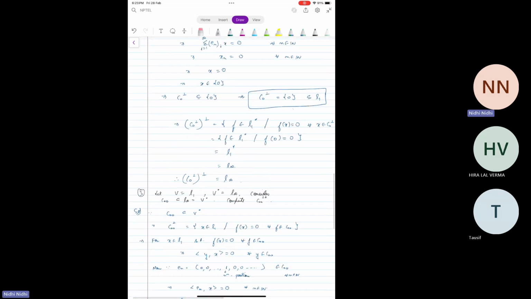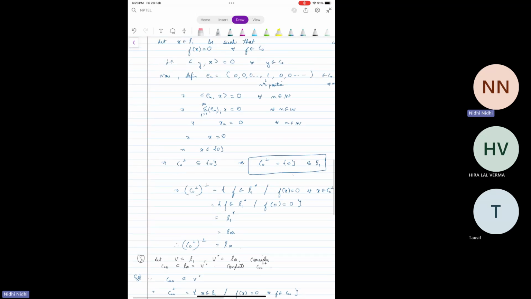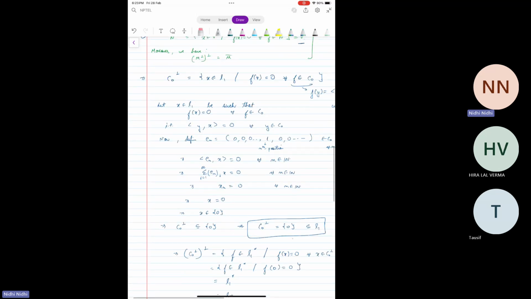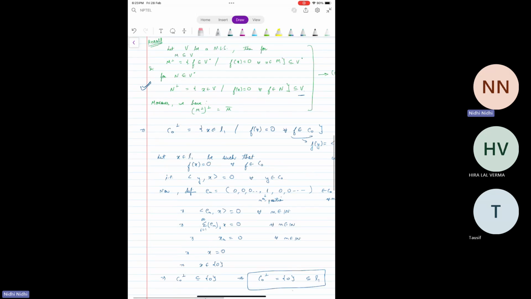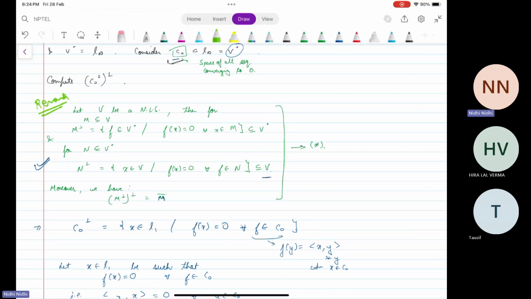In both these questions, question number 2 and 3, we have evaluated the double perp for the case where W is a subspace of the dual space. Now we'll see what happens for the case when W is just a subspace of the normed linear space. So in that case, we'll be using this remark star. So let's see how.